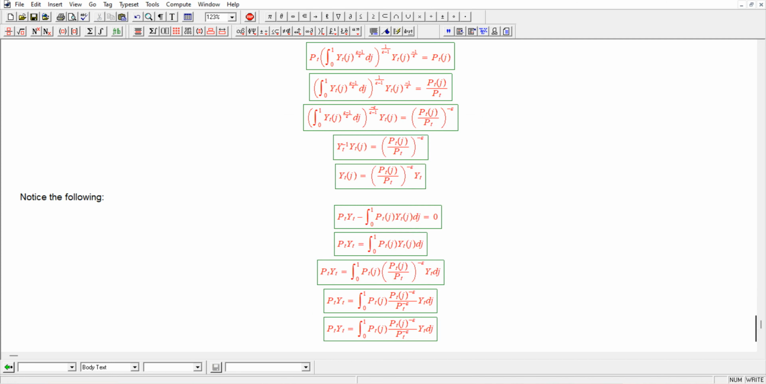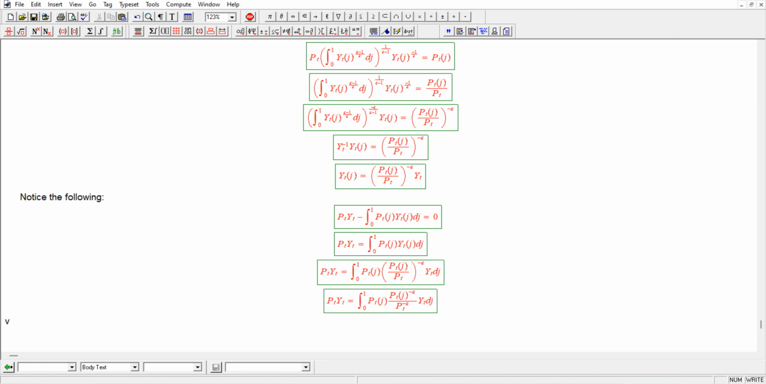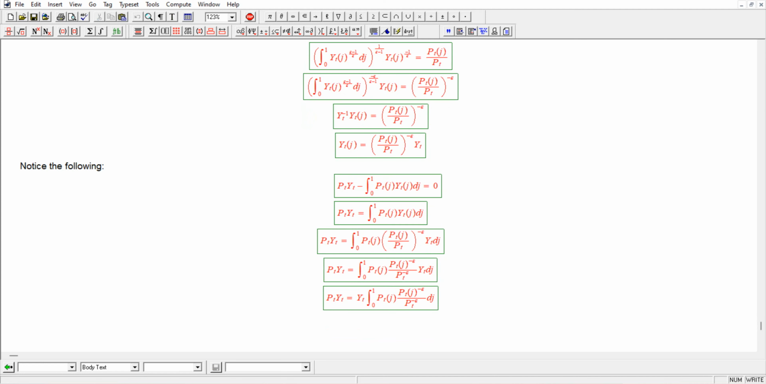And then take this out of the integral. There are several things we can do now. We can divide both sides by Yt. And we can also combine this with this to end up with this simplification.